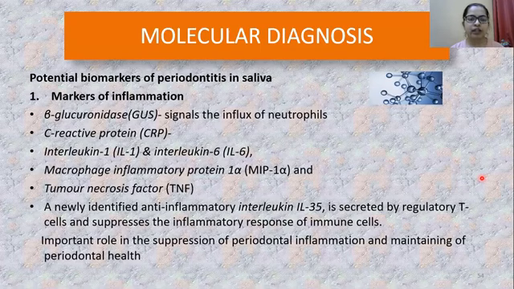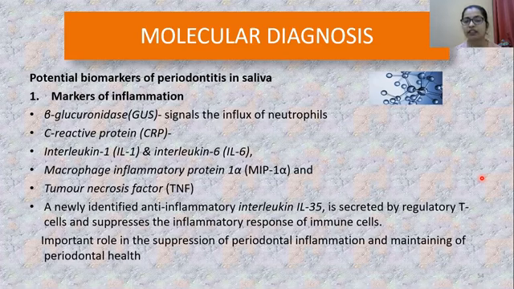Now, coming to molecular diagnosis, we have several potential biomarkers of periodontitis present in saliva which can be identified, and these biomarkers are mainly certain molecules which are present in the inflammatory process or which signify the presence of the inflammatory process. So, markers of inflammation are beta glucuronidase, C-reactive protein, interleukin 1 and 6, macrophage inflammatory protein 1 alpha, and the tumor necrosis factor. And these are markers of inflammation.